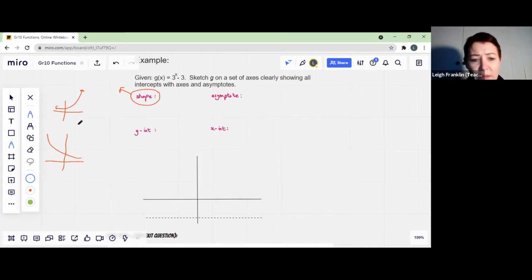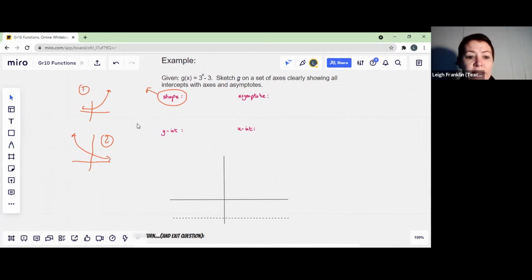Now, mine are not that great. I haven't drawn them very well. I'm sure at home you're drawing yours much better than me, but you're right. They're always curved like that.